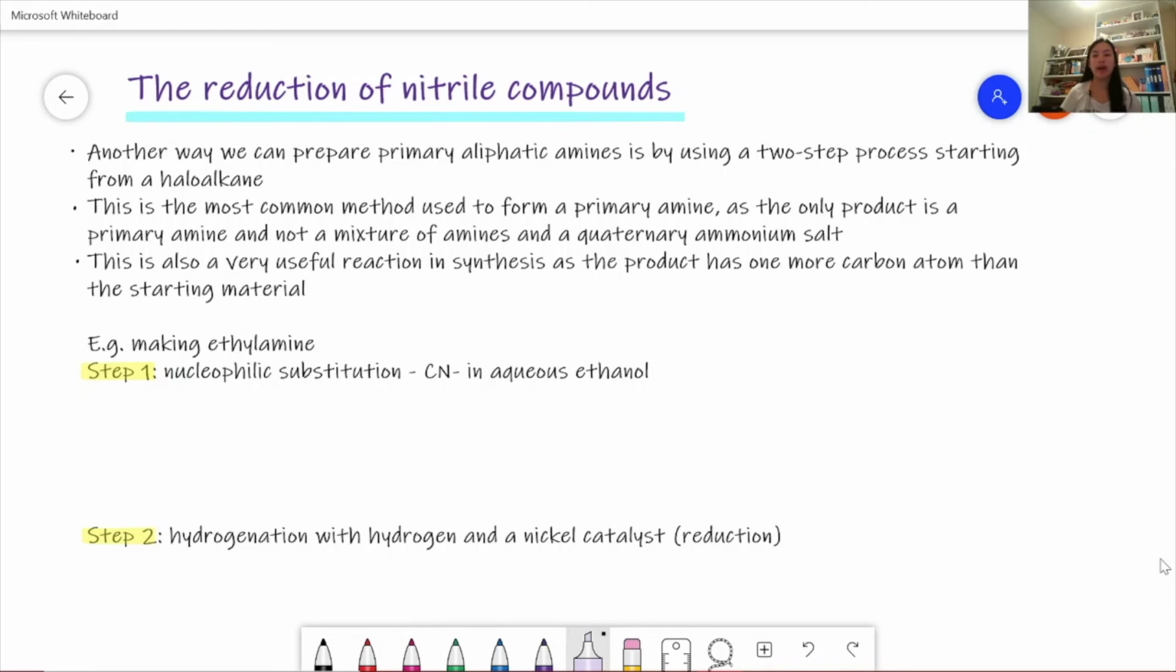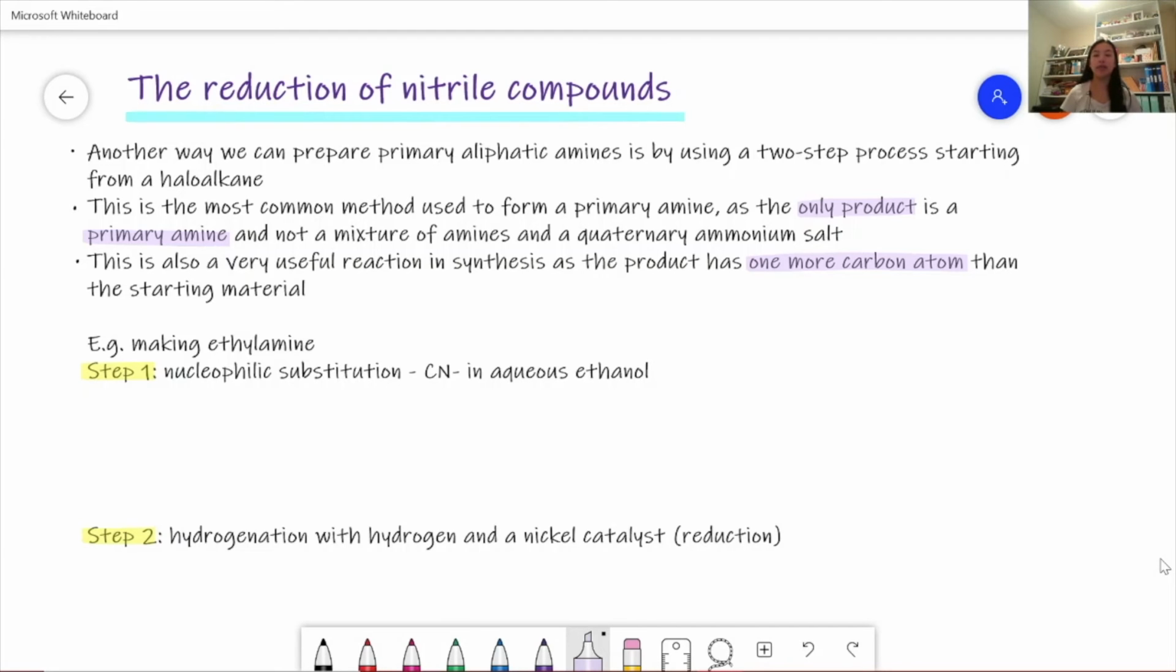So another way we can prepare primary aliphatic amines is by using a two-step process starting from a haloalkane. And this is the most common method used to form a primary amine, as the only product is a primary amine, instead of a mixture of amines and a quaternary ammonium salt. And so this means that the overall yield of primary amine should be 100% theoretically. And this is also a very useful reaction in organic synthesis, as the product has one more carbon atom than the starting haloalkane. So we're going to look at an example of making ethylamine.